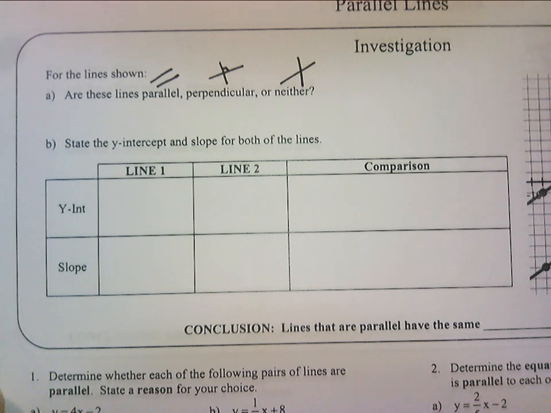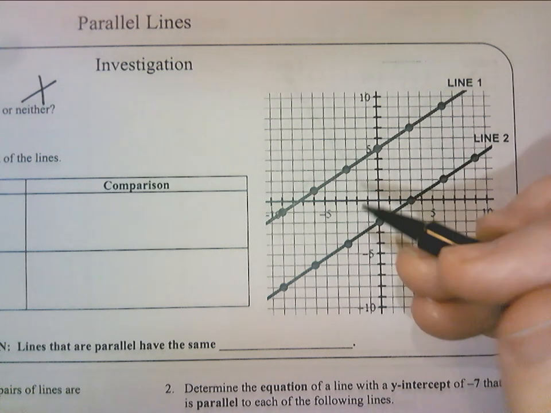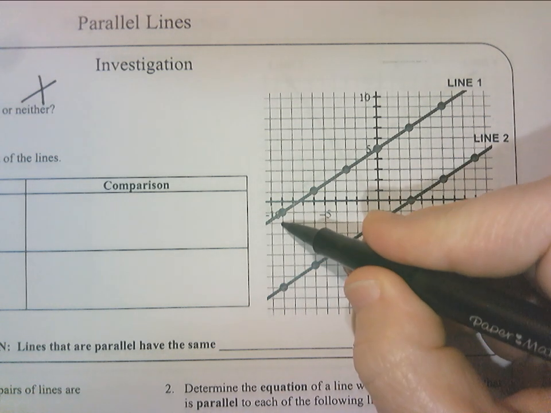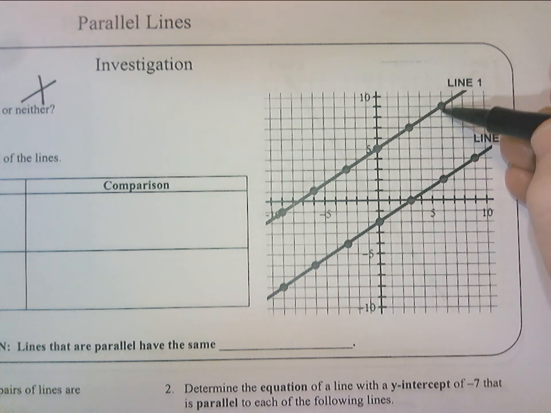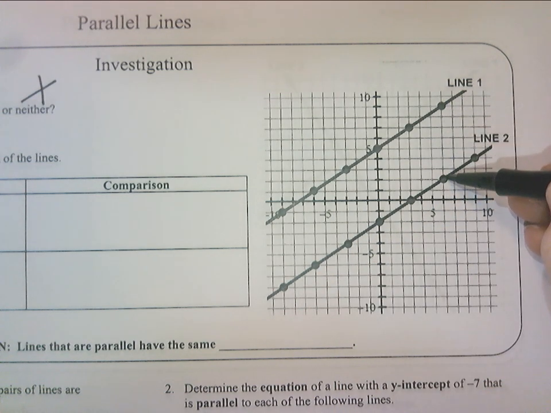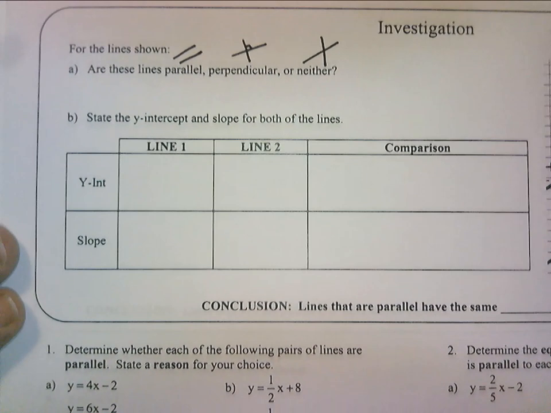So taking a look at these two lines, I see that they are evenly spaced. In between these points, I have 1, 2, 3, 4, 5, 6, 7 squares. If I go to the other end, we've got 1, 2, 3, 4, 5, 6, 7 squares. So they are evenly spaced. They are never going to cross, so they are parallel.